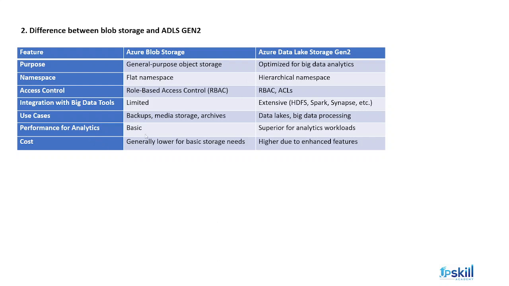Now performance for analytics. Basic performance is what you see in blob storage. It is slower for large directory scans and analytics queries, but Azure Data Lake Storage is superior for analytics workloads. It is designed for big data analytics support. And obviously, Azure Blob Storage has limited features, that's why its cost is relatively cheaper than Azure Data Lake Storage Gen2 account.